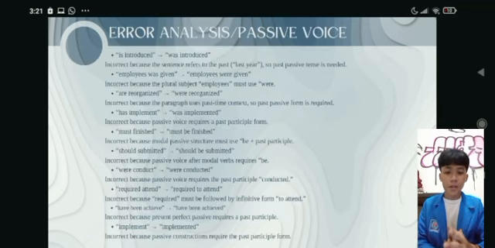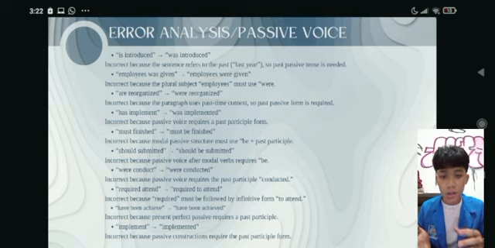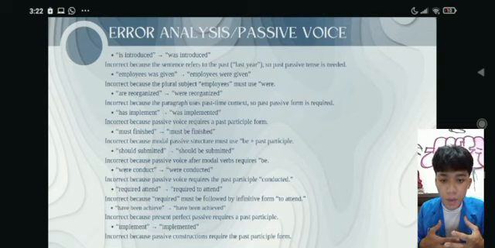Error analysis: passive voice. "Is introduced": the correct form is "was introduced", because the sentence refers to the past, last year, so the past passive tense is needed. Then "employers was given": the correct form is "employers were given", because the plural subject "employers" must use "were".